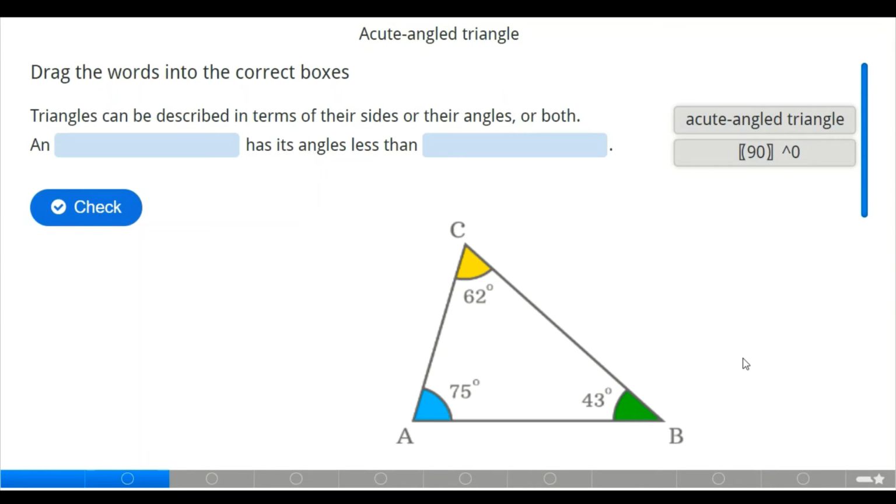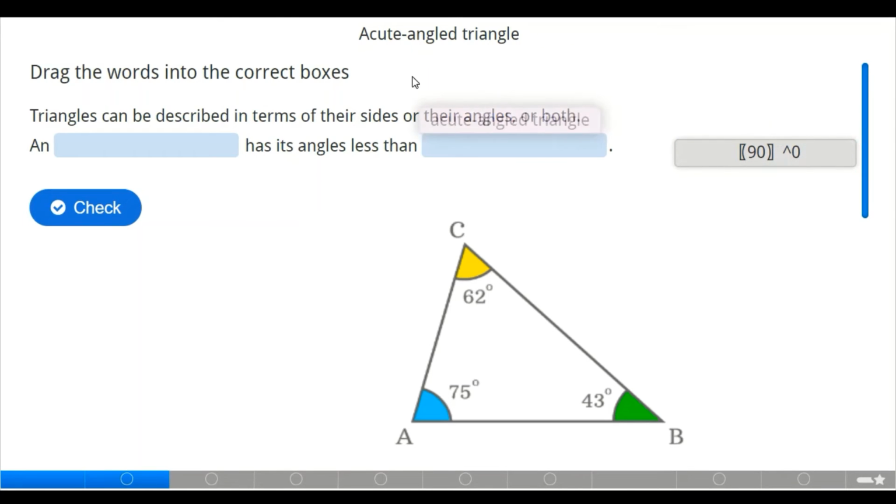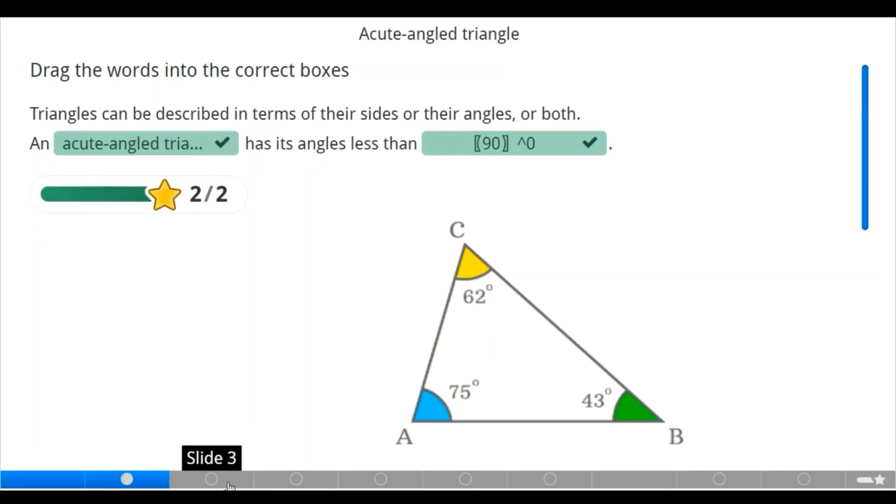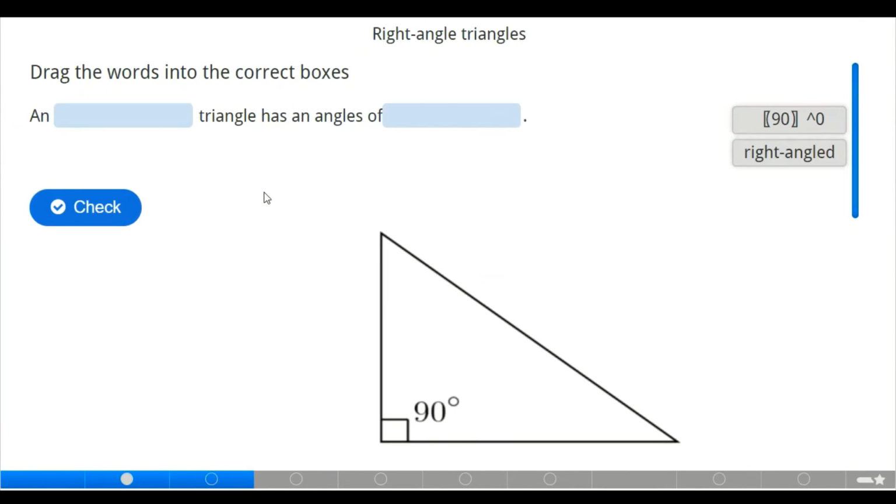So the very first one we are looking at here is the acute angle triangle. An acute angle triangle has its angles less than 90 degrees. So for an acute angle triangle, its angles are actually less than 90 degrees. Let's check. Now let's look at the next type of triangle we are talking about here.